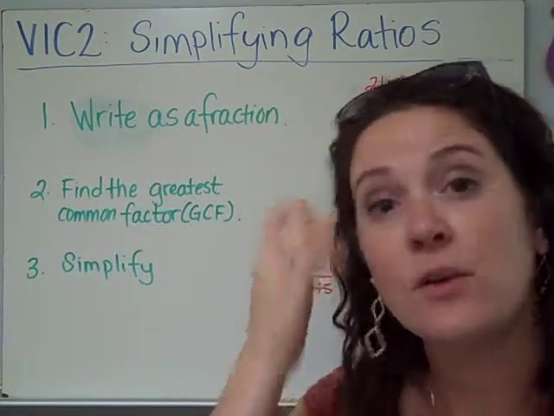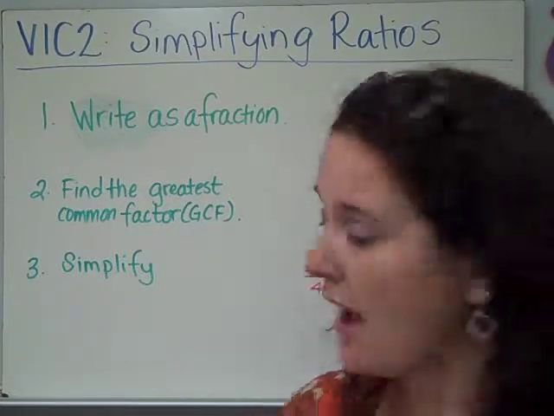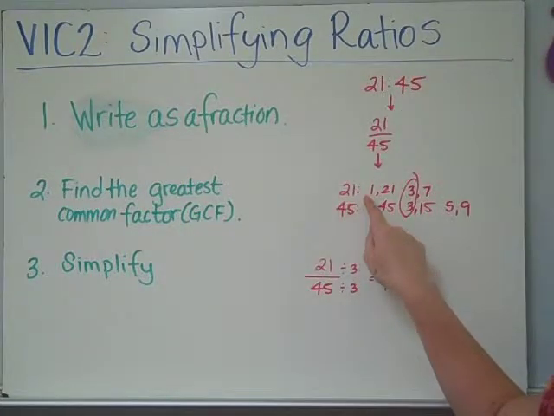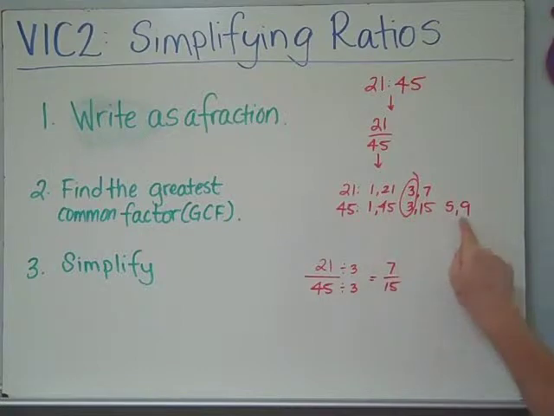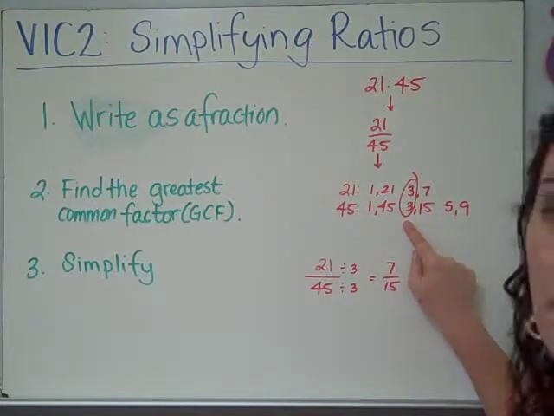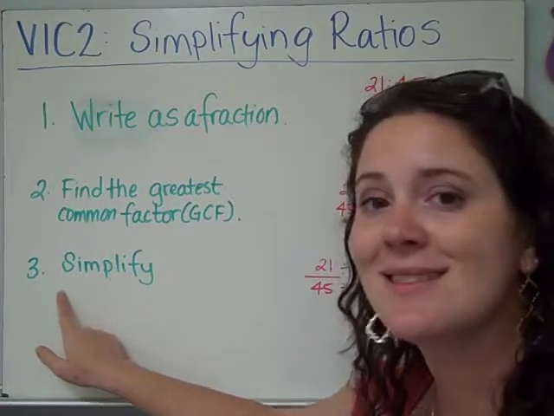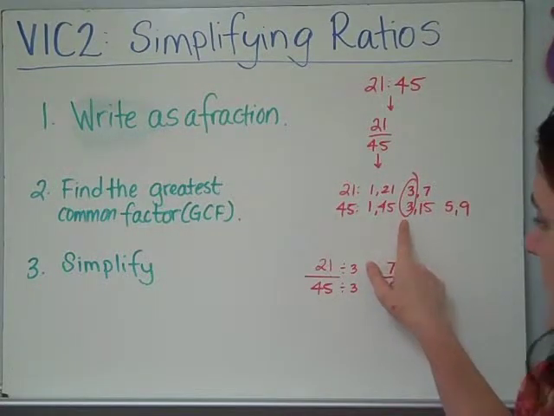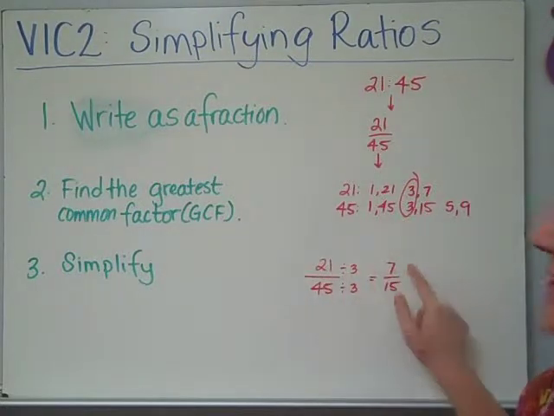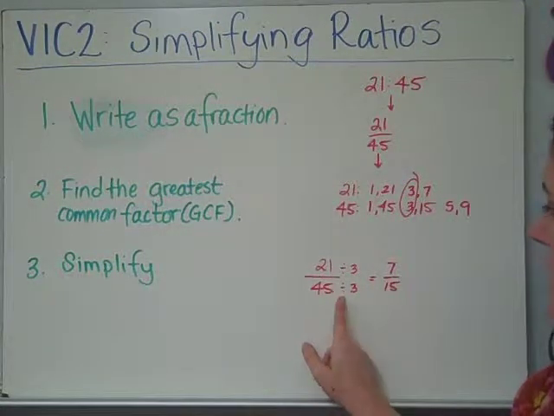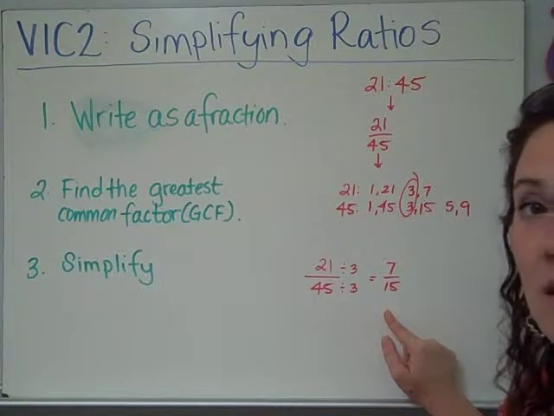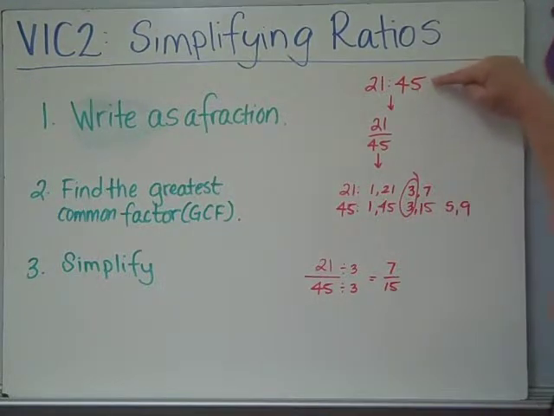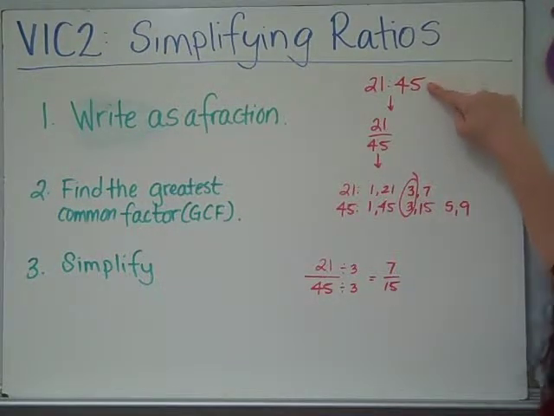Second thing is to find the greatest common factor, or the GCF. When I do my greatest common factor, I list out all the factors, and then I find the largest factor that they're sharing, and I see that it's a 3. Then the third step is to simplify that. So I divide both of them by 3, the greatest common factor. 21 divided by 3 is 7, and 45 divided by 3 is 15. So 7/15 is the reduced, or the simplified ratio.